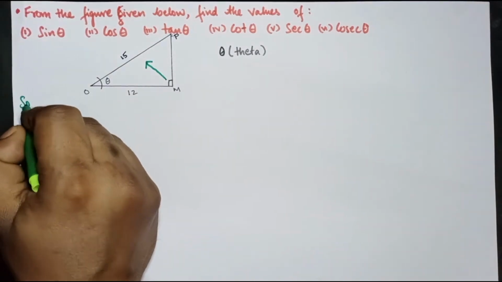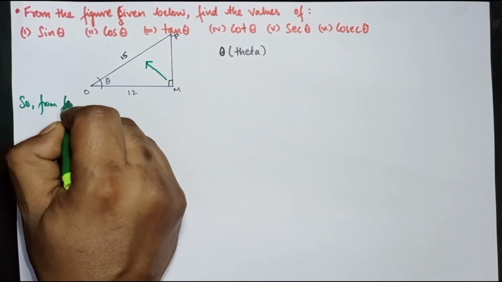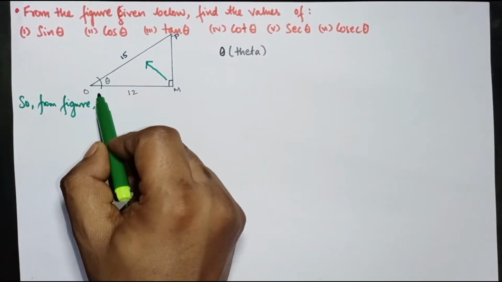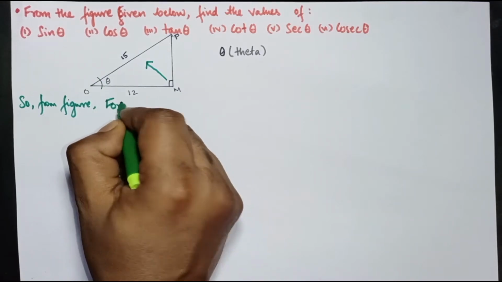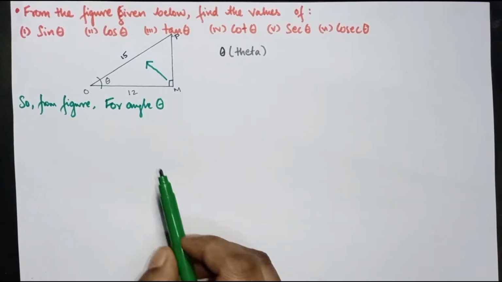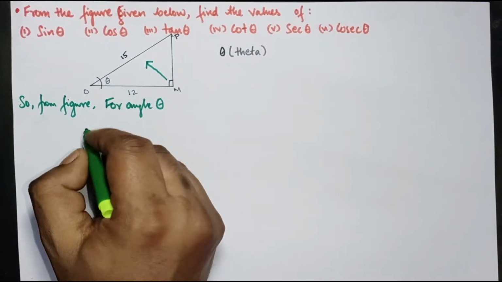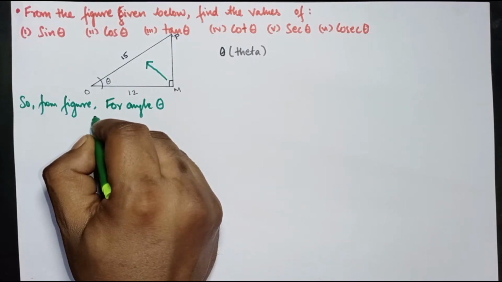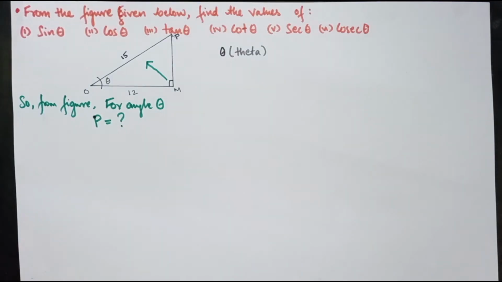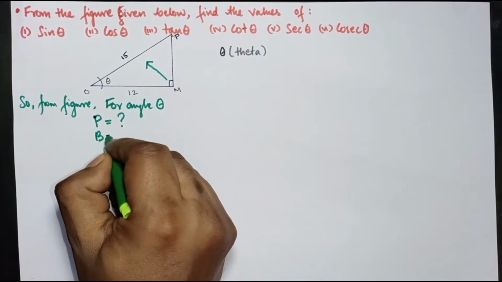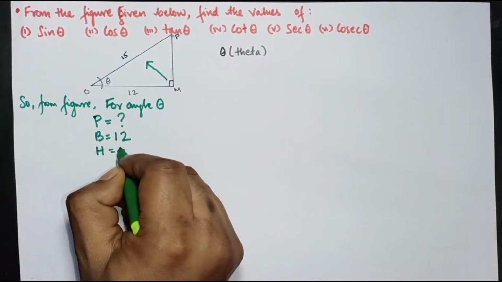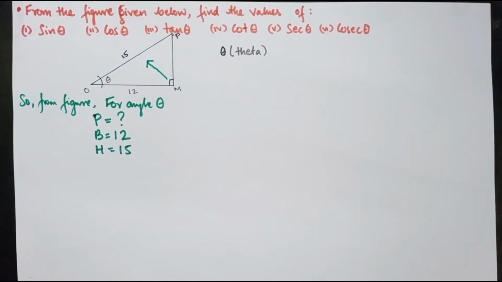So from the figure, what we are doing is taking this for the angle theta. You will be clear in the next sum why we are taking this for angle theta. For angle theta, the opposite is your perpendicular. The perpendicular is my question mark, so I don't have the perpendicular. And what is my base? The base is my 12, and already I have told you this is your hypotenuse. The hypotenuse is 15. Hope you got this.